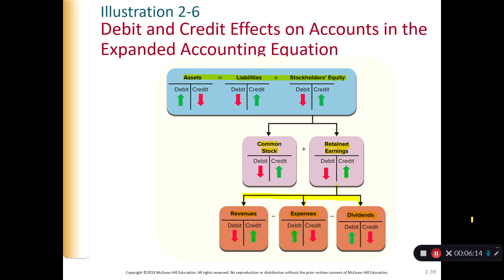So if you have a little bit of a hard time grasping this, don't worry. We're going to talk about it in objectives 4 and 5, and then you will gradually pick it up. Yes. So this is the equation governing the three components and the relationship with retained earnings.